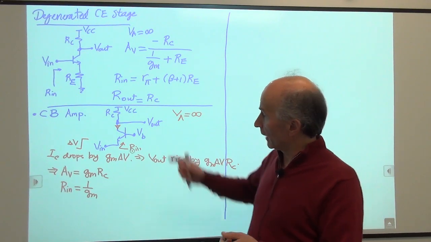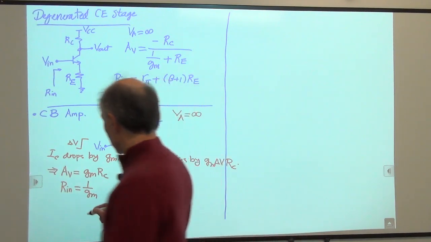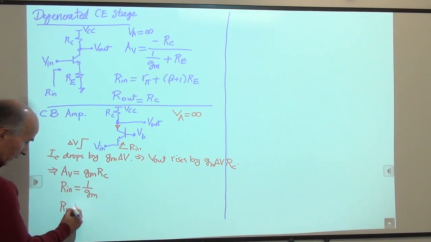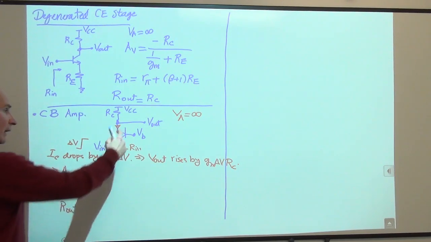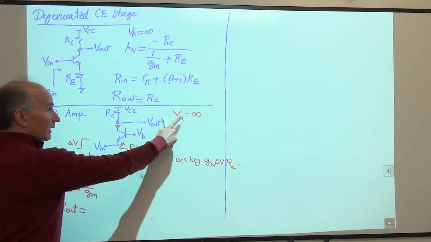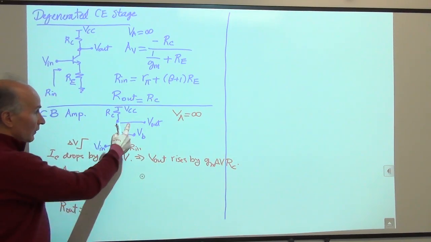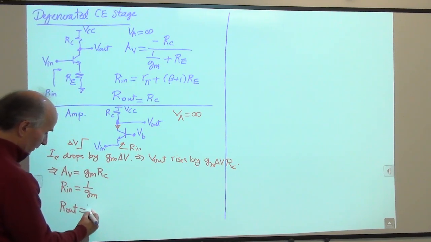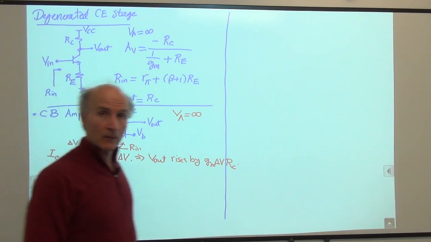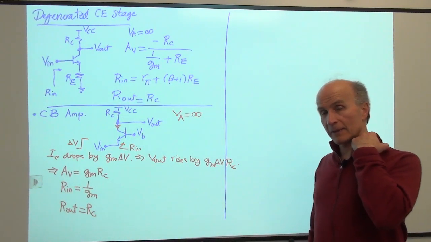Okay, and finally the output resistance. If I sit here and look, what do I see? R out is equal to what? Again, looking down, we don't see anything. We see infinity because the early effect is infinite. The output resistance of the device is infinite. So all that's left over is RC, so R out would be RC. So these are the basic properties of the common base stage.